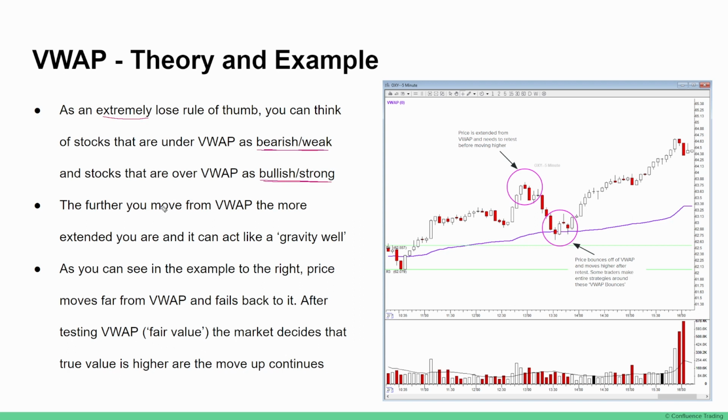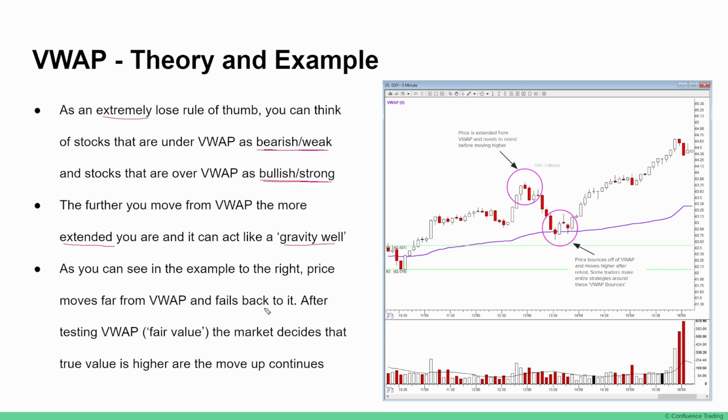The second thing that you can use VWAP for is to measure kind of how extended a stock is. Generally speaking, the further that you move away from VWAP, the more extended you are. And VWAP itself can act a little bit like a gravity well and pull the price back down to retest fair value later on in the day.